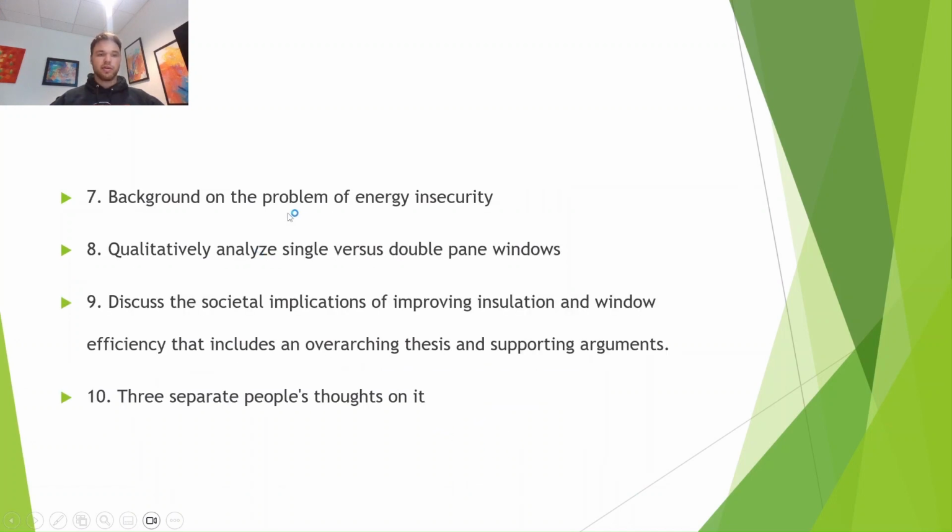Goal 3, background on the problem of energy insecurity. I'm going to qualitatively analyze single versus double pane windows. Discuss the societal implications of improving insulation and window efficiency. That includes an overarching thesis and supporting arguments, and 3 separate people's thoughts on it.